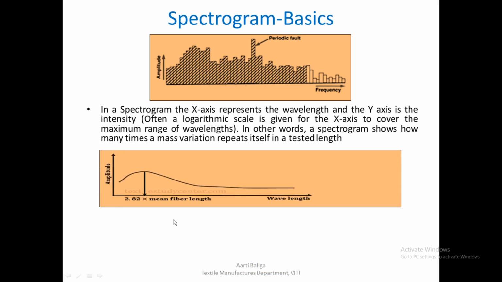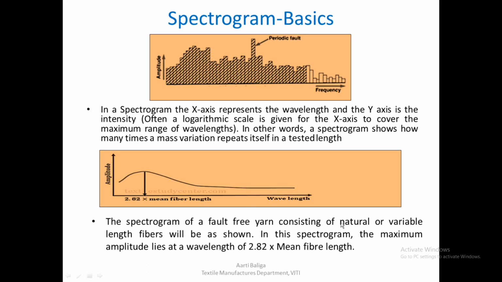Now this is a diagram or a graph which you would expect for a normal fault-free yarn. The spectrogram of a fault-free yarn would look something like this. It would be a gentle curve where you won't see any peaks or any kind of formation the way you are seeing in this particular graph. If this was for a normal fault-free yarn, then it would be a smooth curve without this particular fault that you are seeing here.